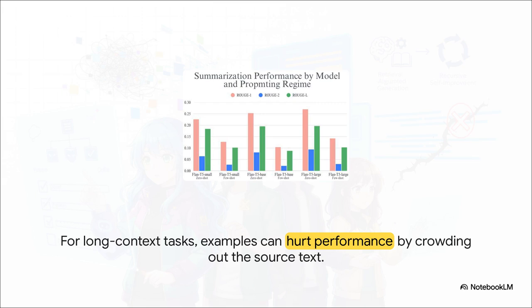But, and this is a big but, for longer tasks like summarizing a big article, throwing in those same examples can actually make things worse. And why is that? Well, think of it like this. The AI only has so much attention to spare. The examples start to crowd out the actual article it's supposed to be reading.